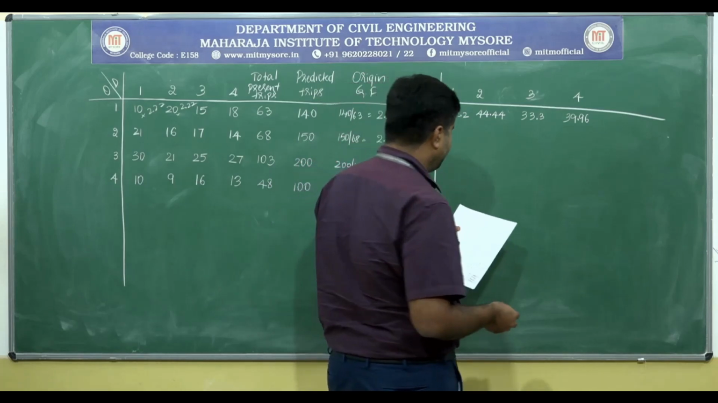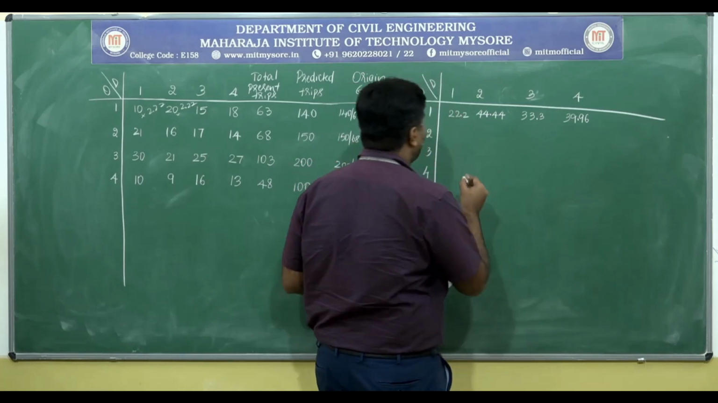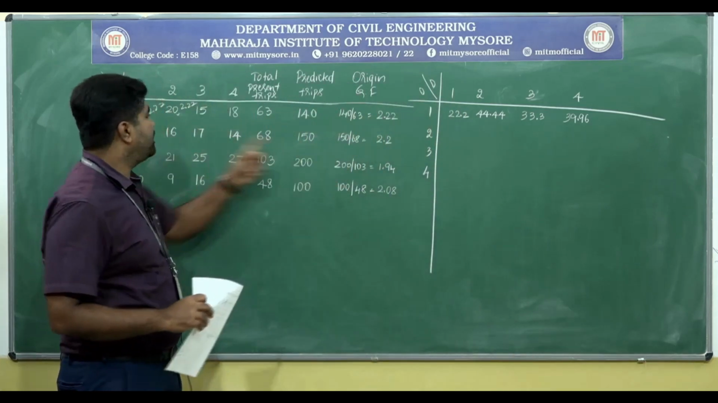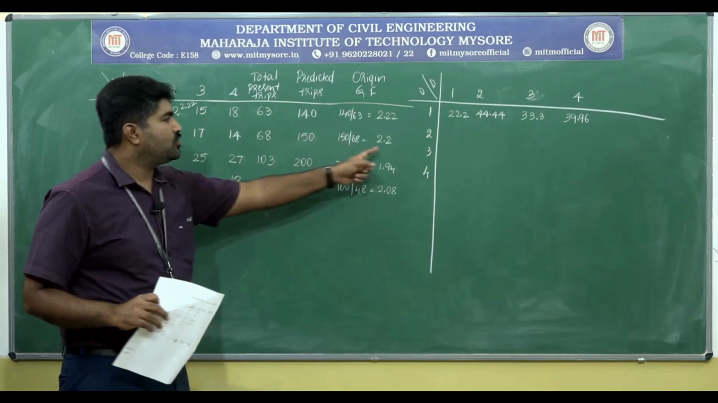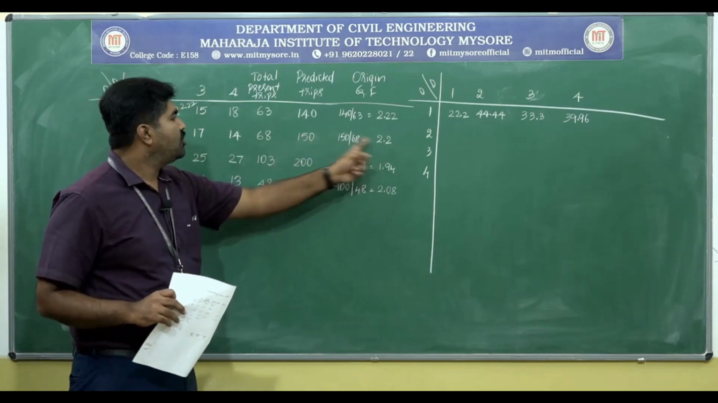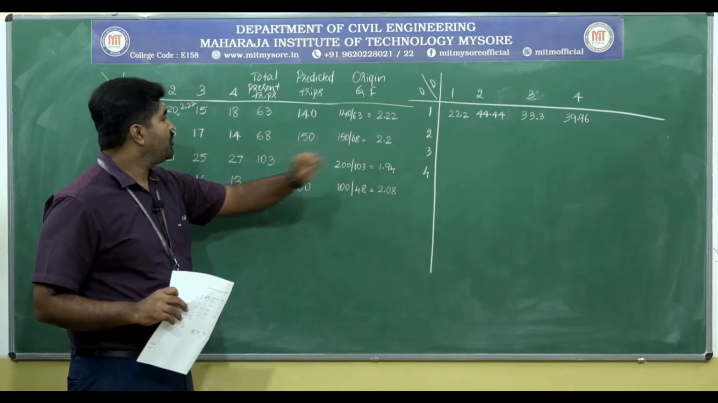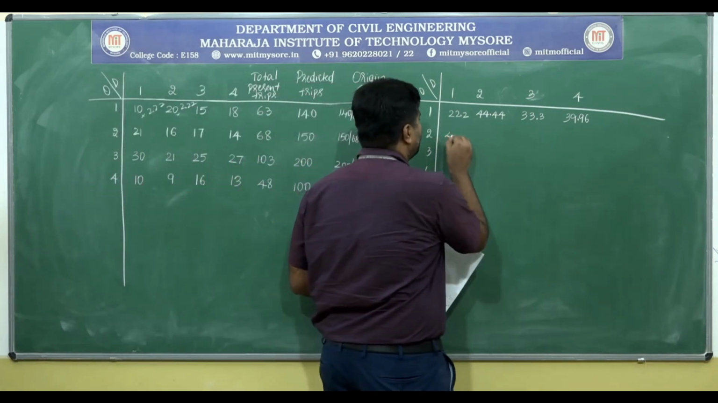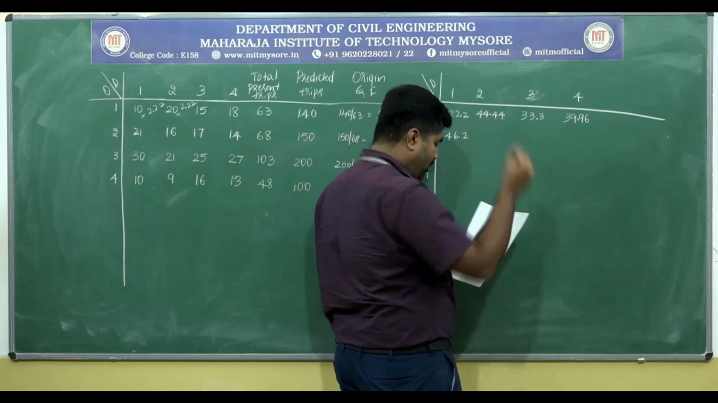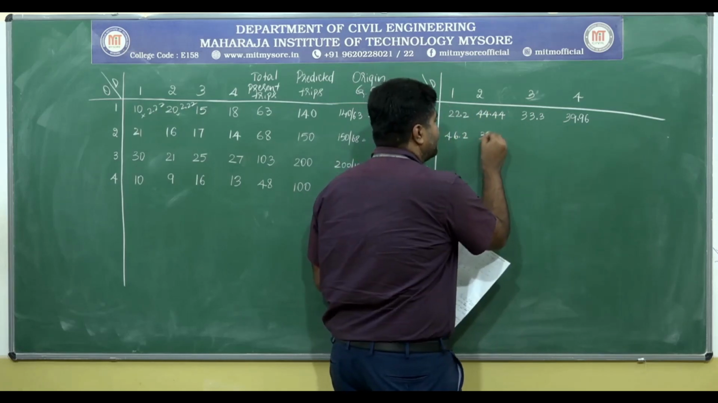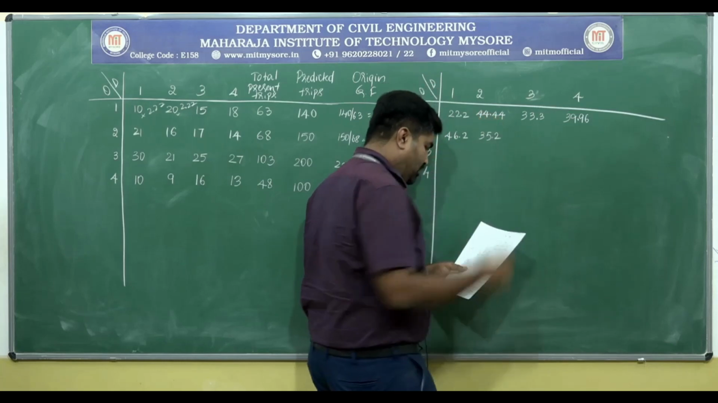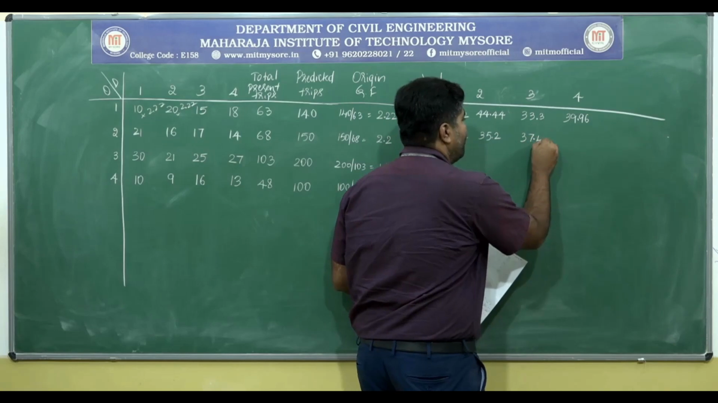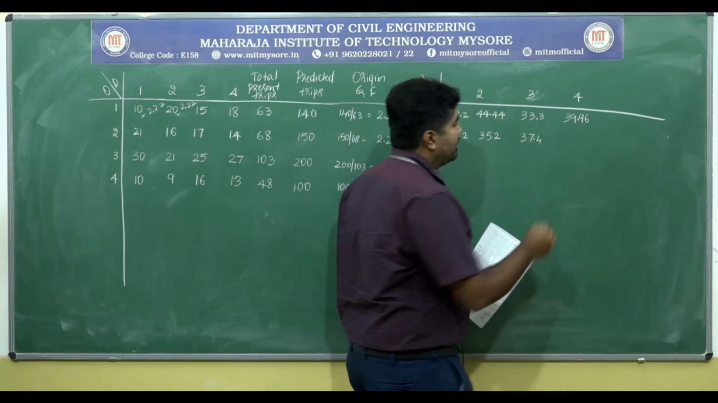Okay, next, 21 into 2.2, 16 into 2.2, 14 into 2.2, 18 into 2.2. We will get 46.2. Next, we will get 35.2. Next, we will get 37.4. Last, we will get 30.8.